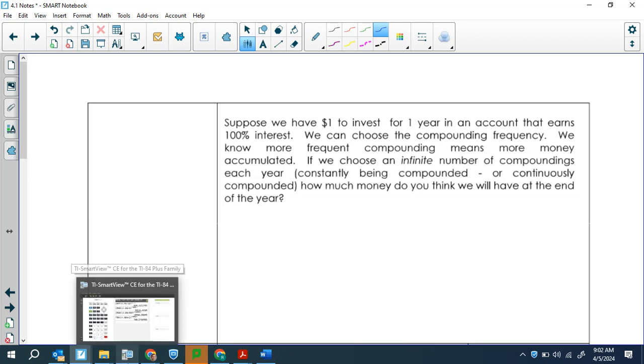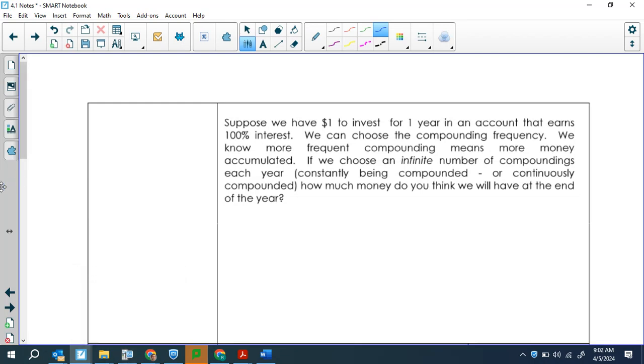About the more times you compound the interest, the more money you're going to get. Okay? So if I compound it an infinite amount of times, am I going to get an infinite amount of money? Is that something that's going to happen? Or is there some sort of limit?